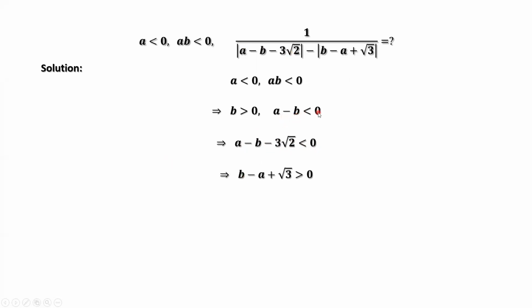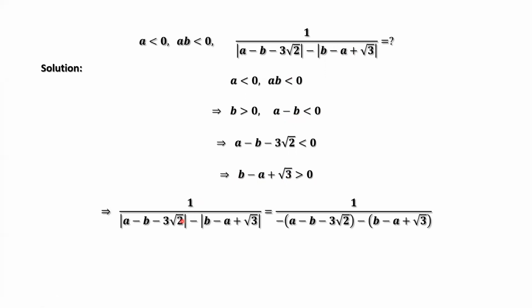A minus b is less than 0. Therefore, b minus a is positive. Square root of 3 is positive. Therefore, the left-hand side is positive. This part is positive. Now we are ready to calculate the final answer. Because the inside part is negative, when we drop the absolute value sign, we have to put a negative sign in front.